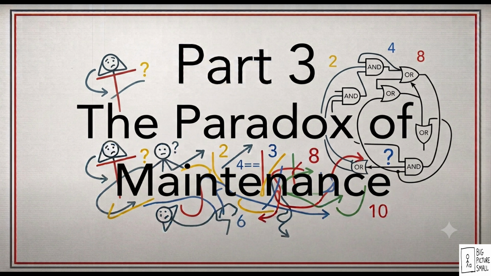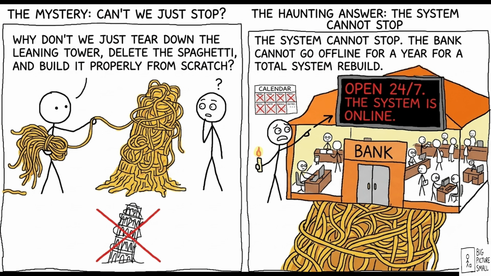The paradox of maintenance. This leads us to the ultimate mystery. Why don't we just stop? Why don't we just tear down the Leaning Tower, delete the spaghetti, and build it properly from scratch? The answer is the most haunting part of the entire ordeal.